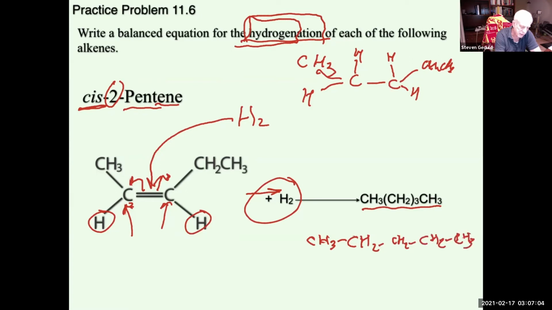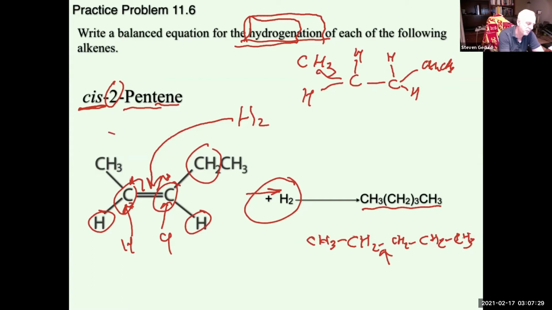This double bond here has now become a single bond because you've added a hydrogen on this side and a hydrogen on this side. So now you get CH2, CH2, and then the CH2 up here, that gives you 3 CH2 groups and CH3 around the end. Okay, that's hydrogenation. You're adding hydrogen to a double bond.